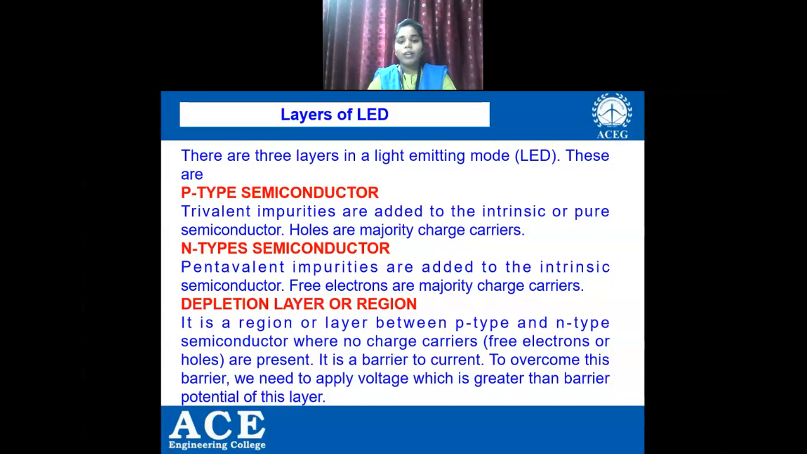Yes. What is the barrier potential of a PN junction diode? We have studied in our first class, right? What is it? 0.7. So once we give a voltage which exceeds 0.7, then your PN junction diode is going to conduct. The same case is present for our light emitting diode also. So to overcome this barrier, what do we need to do? We need to apply a voltage which is greater than the barrier potential of this layer. Clear?